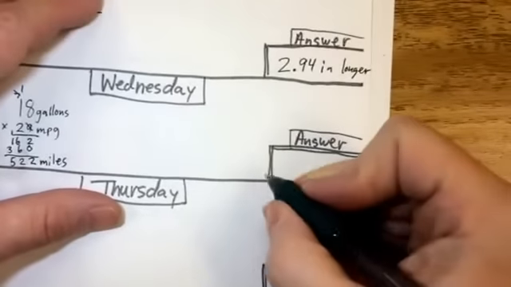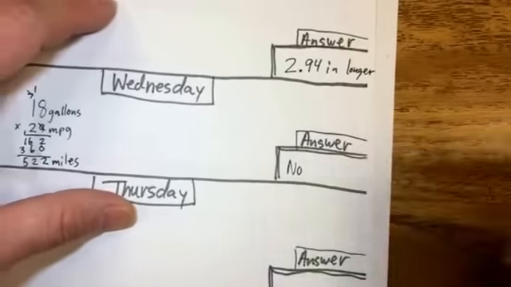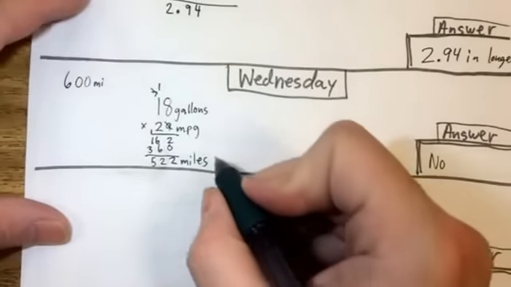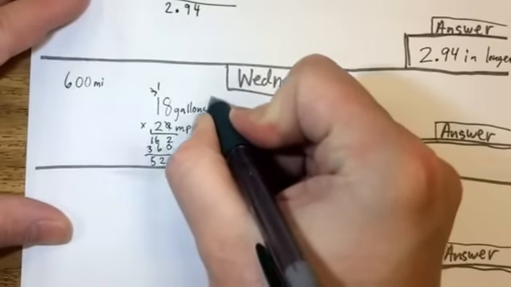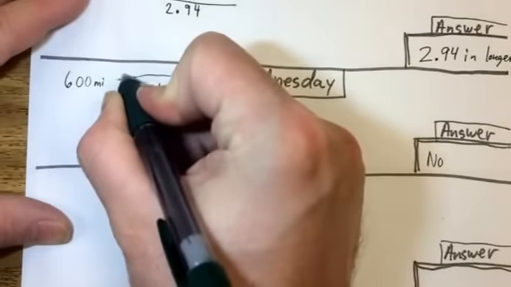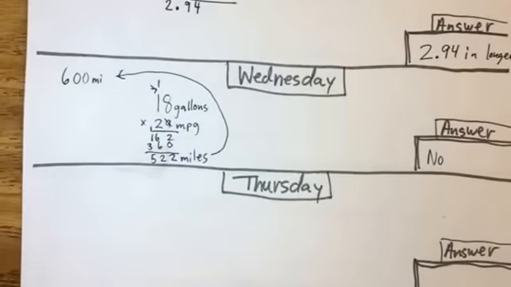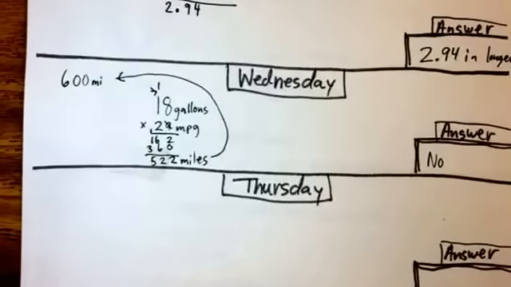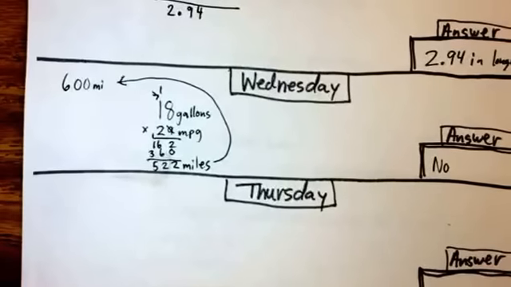So, no, she does not have enough, because she did not meet the 600 miles that she was trying to meet. She would only get 522 miles. She would have to fill up one more time.